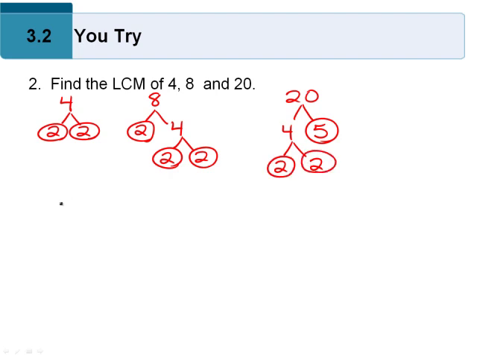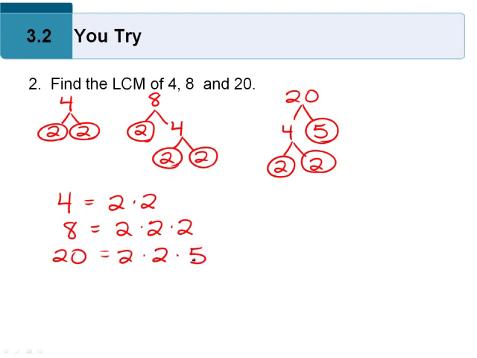Okay? So let's line them up. 4 is 2 times 2. 8 is 2 times 2 times 2. And 20 is 2 times 2 times 5. All right, so on this one, we only have 2 different factors, 2's and 5's.